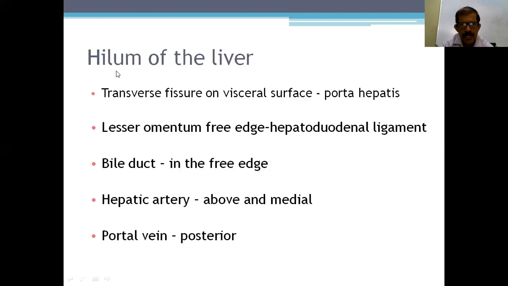Of course, as I told you just now, the hilum of the liver is called the porta hepatis. There you will get the attachment of the lesser omentum, which is also called the hepatoduodenal ligament. In the free edge there is the common bile duct, whereas the hepatic artery and portal vein will be there. So these three combined are called the portal triad.